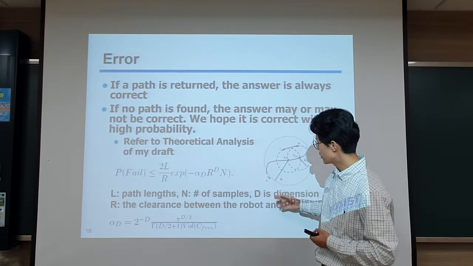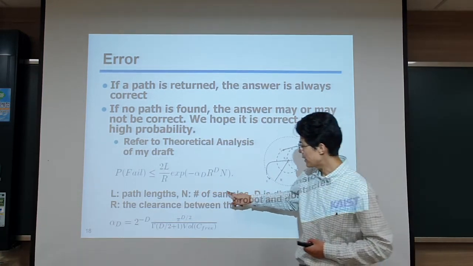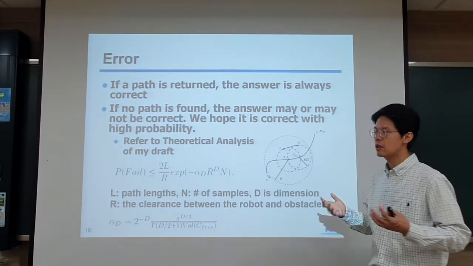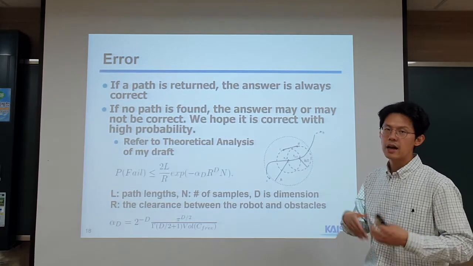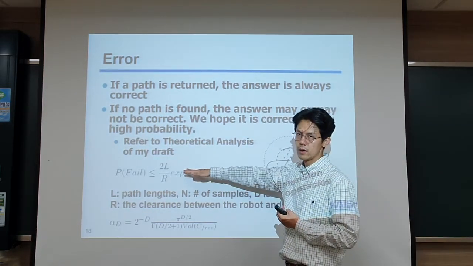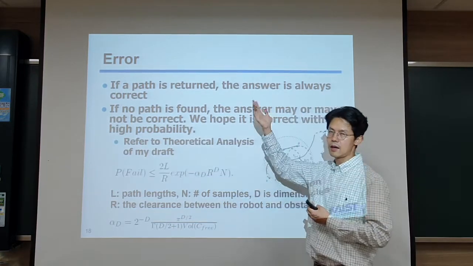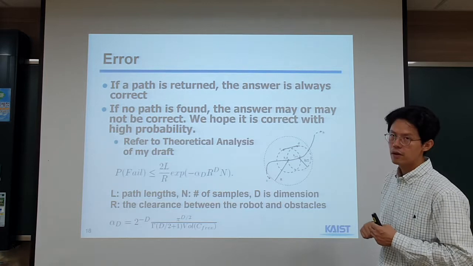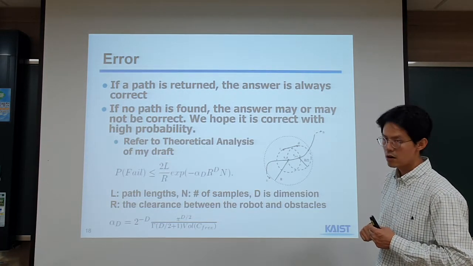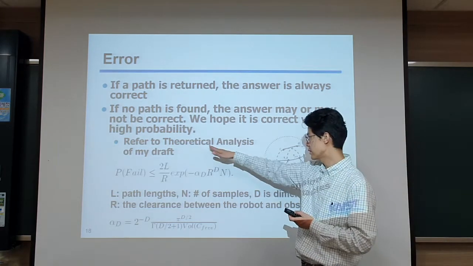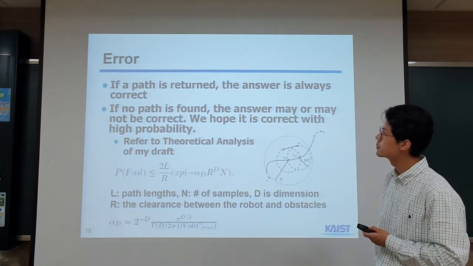Also, another important factor is D, which is located here. It looks a little complicated, but generally, as your dimension gets higher and higher, the probability of getting an incorrect solution gets higher and higher. So these are the main factors governing the probability of being incorrect or correct. If you are interested, I recommend you look at the theoretical analysis in my book.